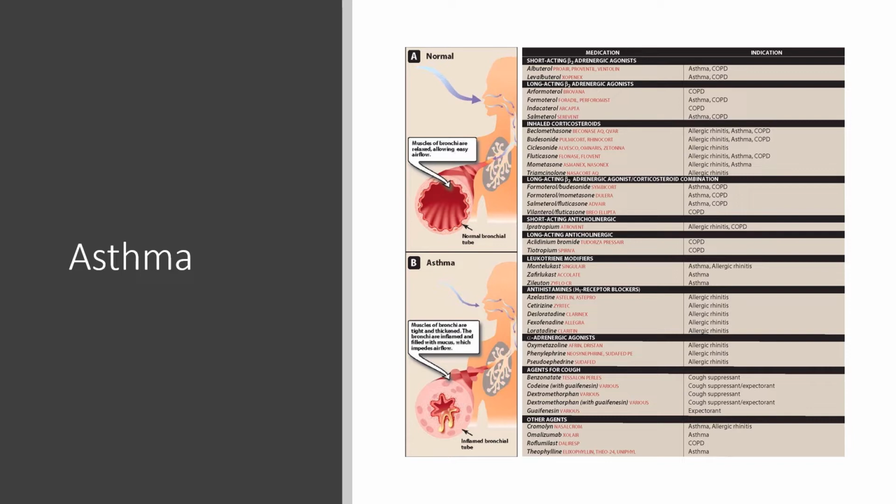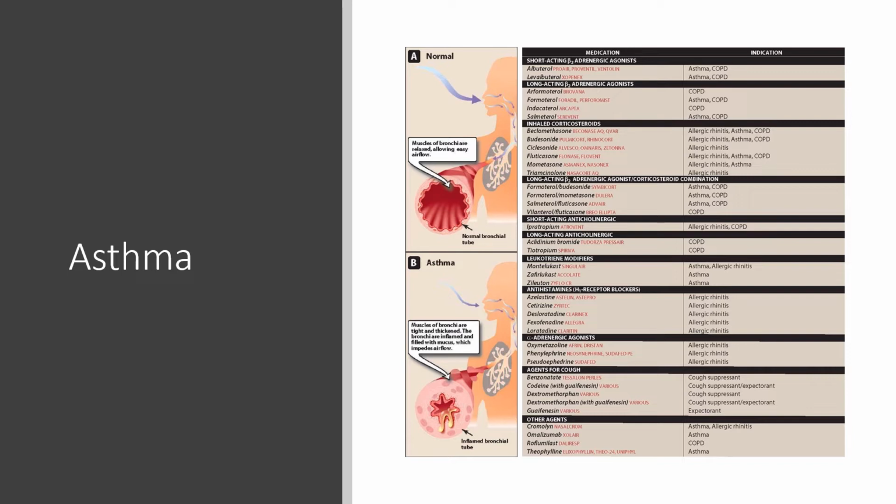Then we have a short-acting anticholinergic, Atrovent. This is used in allergic rhinitis and COPD. It is not something that you typically are going to use for asthma. Then we have the long-acting anticholinergic. These are used for COPD. Leukotriene modifiers are used in asthma and allergic rhinitis. Now, these are for people who suffer from allergic asthma. It binds with the leukotrienes, which is a chemical mediator produced in the lungs, which promotes inflammation.